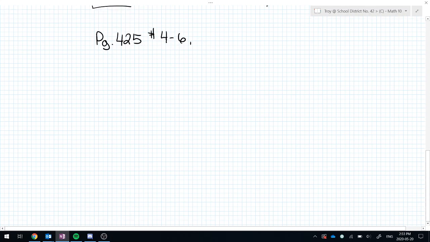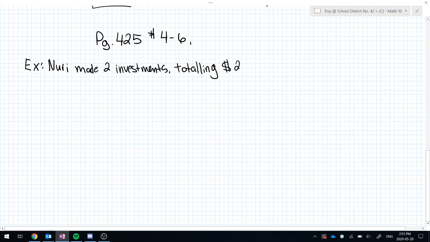Okay, so what we're going to do is the first one, a word problem. So in this one, Nuri made two investments, totaling $2,000. So total, she put $2,000 into the bank.